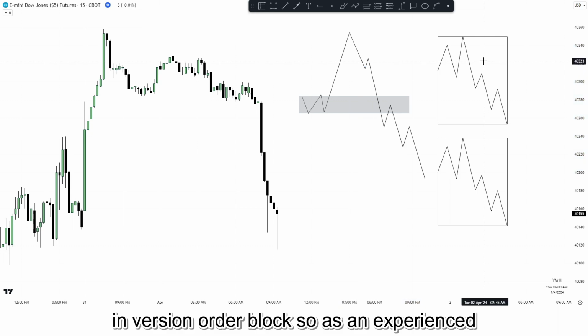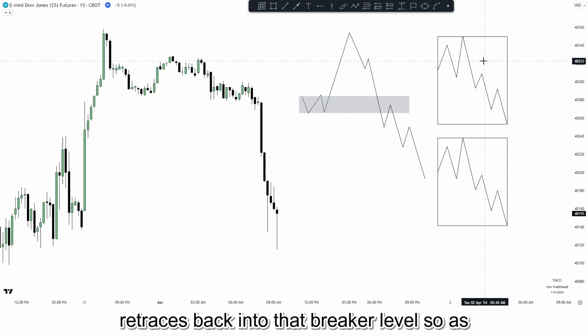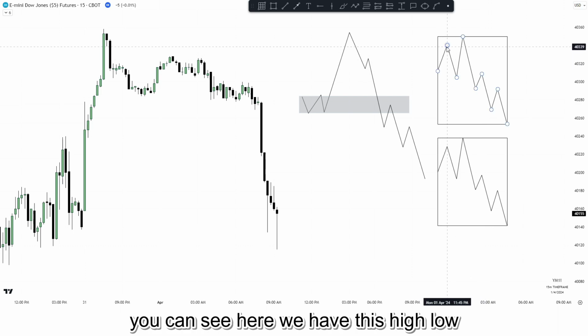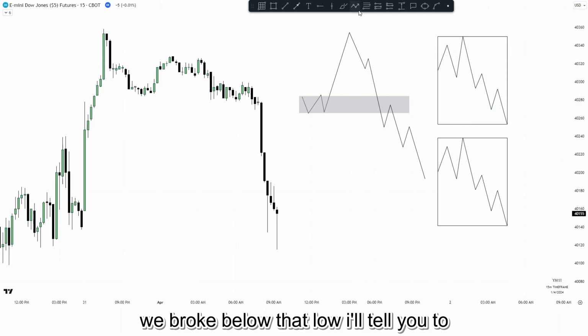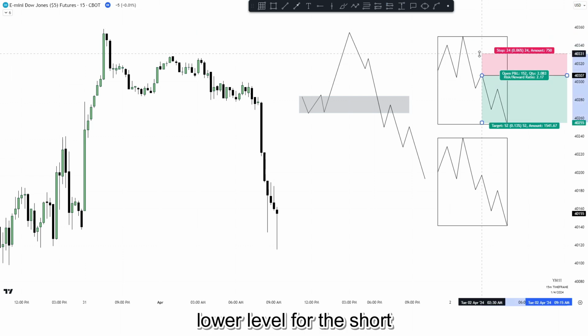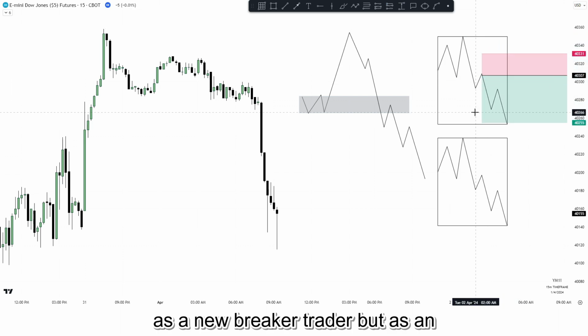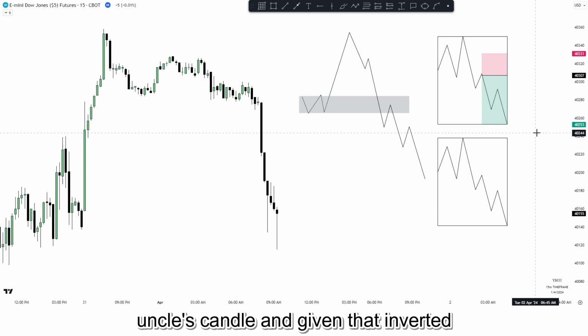So as an inexperienced trader trading the breaker, I will always suggest you to take the trade as price retraces back into that breaker level. As you can see here, we have this high, low, higher high. We broke below that low. I'll tell you to take the trade as price retraces into that lower level for the short as a new breaker trader. But as an experienced trader, I'll actually take the trade as I notice we've broken that last down close candle and given that inverted order block.